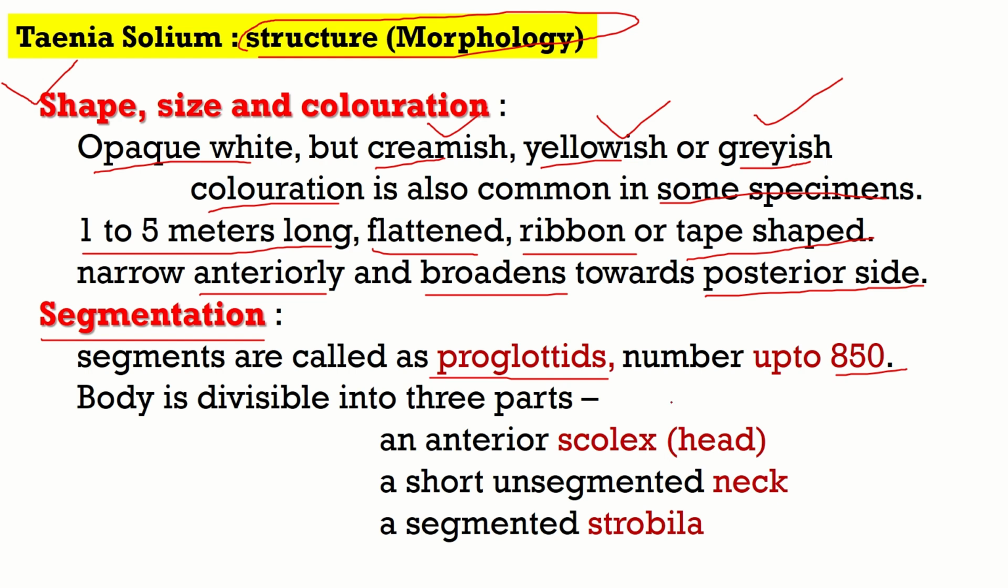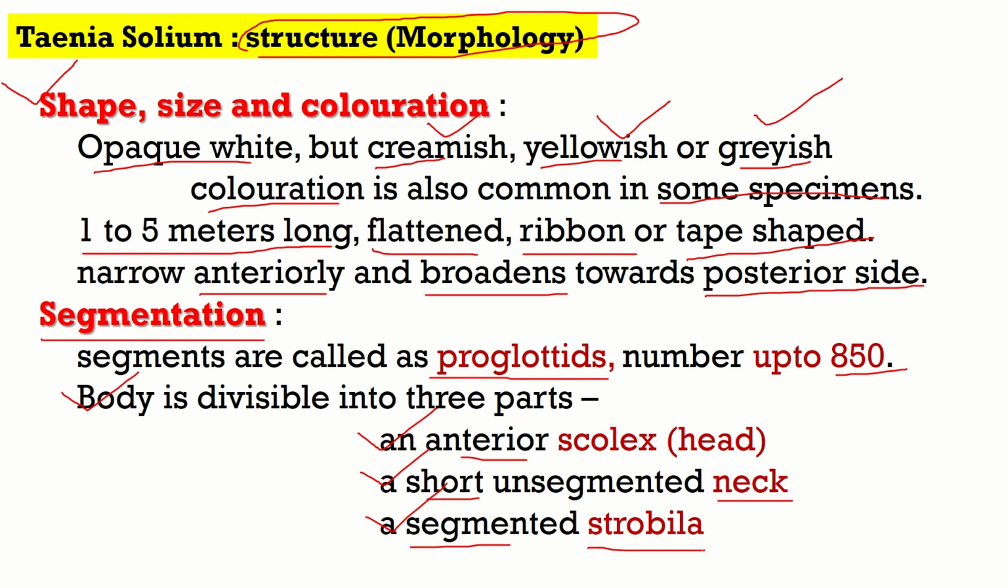The body is divisible into three main parts. The anteriormost part is called the scolex or head. A short unsegmented part next to the scolex is the neck, and the third part is the strobila, or main body. So the body is divisible into an anterior scolex, a short neck and a segmented long strobila.